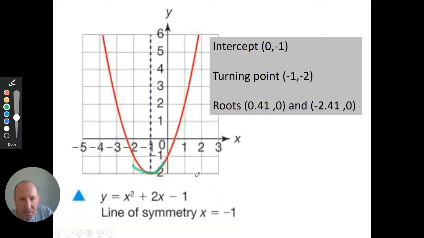And then the other thing which mathematicians love, the roots. The roots are where it enters the ground, you can think of that. So where it goes across the x-axis, so that's going to be where y is equal to 0. And we'll be looking at lots of ways to work out what those points are for when y equals 0.